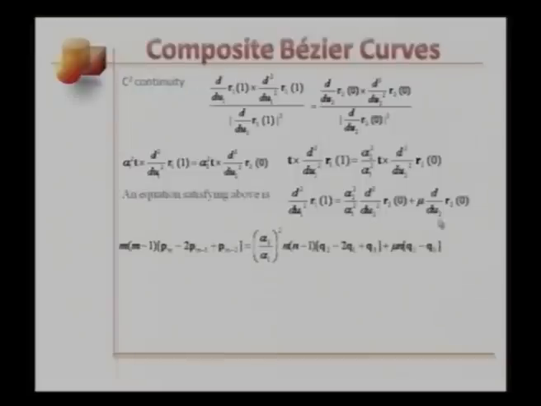Let's go further. We know how to compute the first derivative, the second derivative, and so on and so forth of these Bézier segments. Let's try to plug in those expressions directly into this condition. So we have m times m minus 1 times p sub m minus 2 p sub m minus 1 plus p m minus 2, and that is equal to alpha 2 over alpha 1 the whole square times n minus 1 times q2 minus 2q1 plus q0, which corresponds to the second derivative right here, plus mu times n times q1 minus q0.